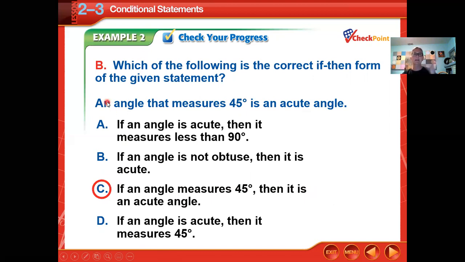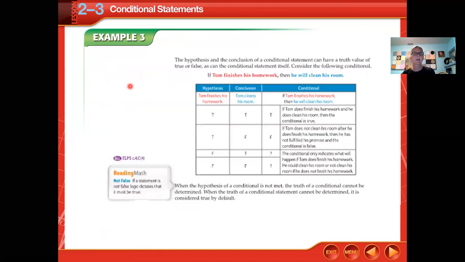rewords the statement as a conditional. Conditional is if-then. I got this out of the book. This is showing truth values if you have an if-then. So far I haven't talked about that. We're just trying to get you to write it as an if-then statement to identify the hypothesis and conclusion. The hypothesis and the conclusion of a conditional statement can have a truth value of true or false, as can the conditional statement itself.